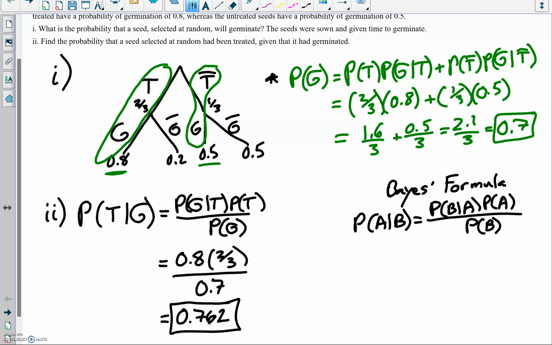Okay, so in another situation like this, the tree diagram helps. It's very useful to organize the information. And then Bayes' formula is a very useful formula in the conditional probability world.